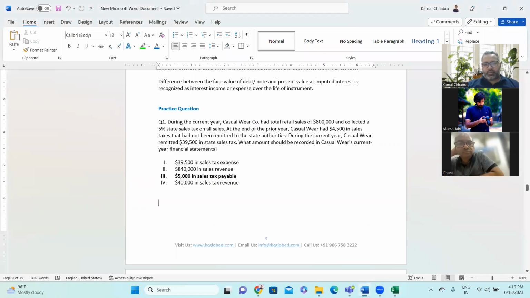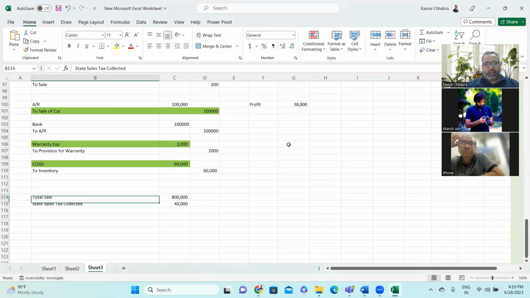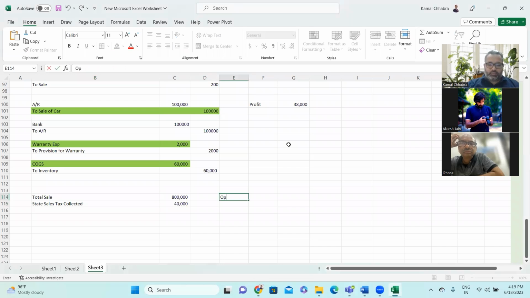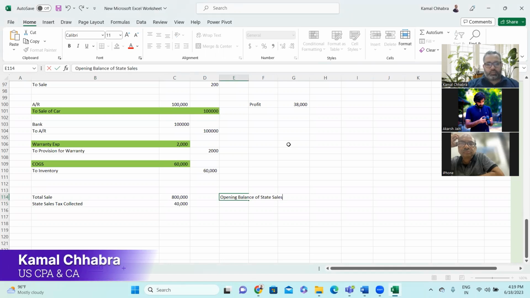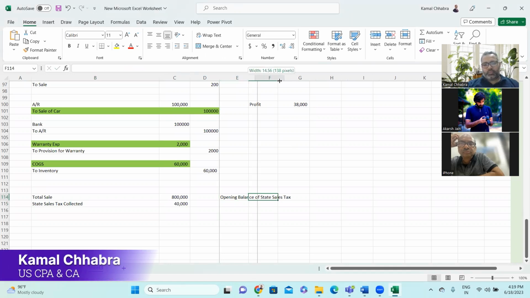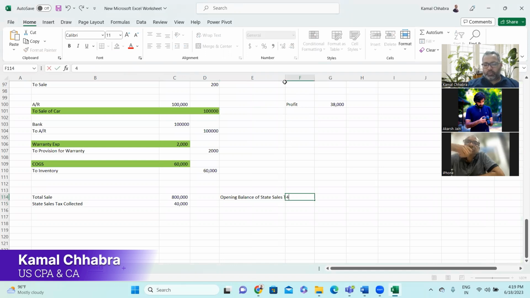At the end of the prior year, Casual Wear had 4,500 in taxes that had not been remitted to the state. That means the opening balance. How much is it? 4,500. And the current year sales tax is 40,000.